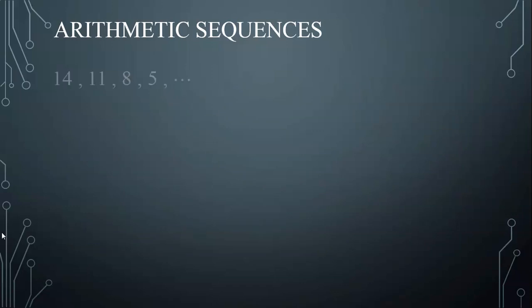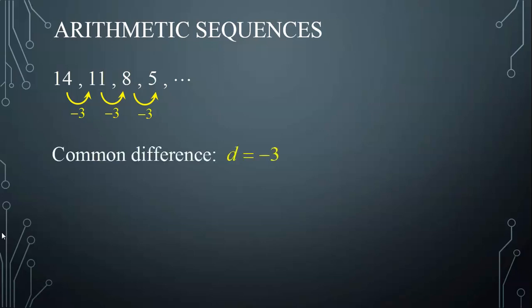Let's put this into an example. Given the sequence 14, 11, 8, 5, and so on. Now we notice that this is an arithmetic sequence with a common difference equal to -3, as to move from one term to the next one in the sequence, we subtract 3. The common difference is then defined by D equals -3, while the first term of the sequence is in fact 14, which we will denote by U1.